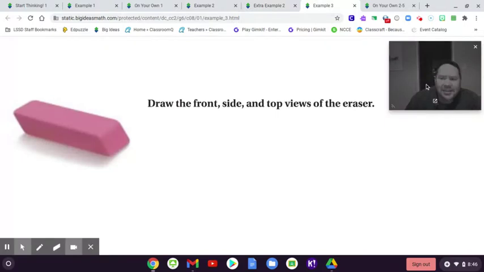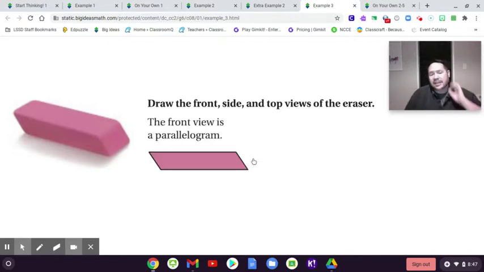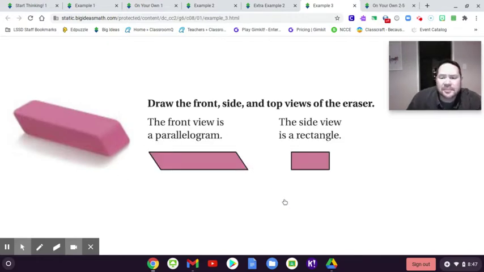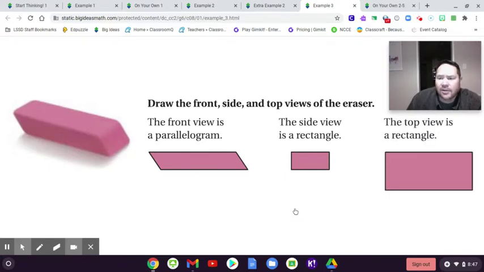All right, so now, what would the front of this eraser look like? What about the side and the top? Part of your assignment will be spatial reasoning. You have to be able to picture these things in your head, and it sometimes helps to draw them on paper. If I picture this eraser, the front of it is just a parallelogram. What would the top be? Yes, the top would be a rectangle, and the sides would also be rectangles. So the front is a parallelogram, and the top and the sides are rectangles.